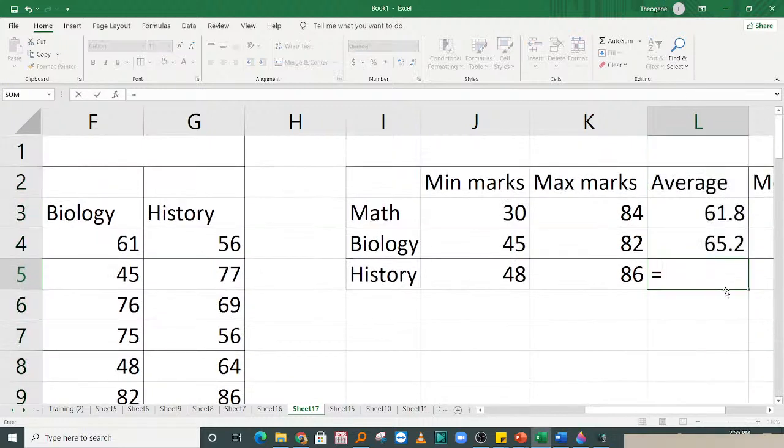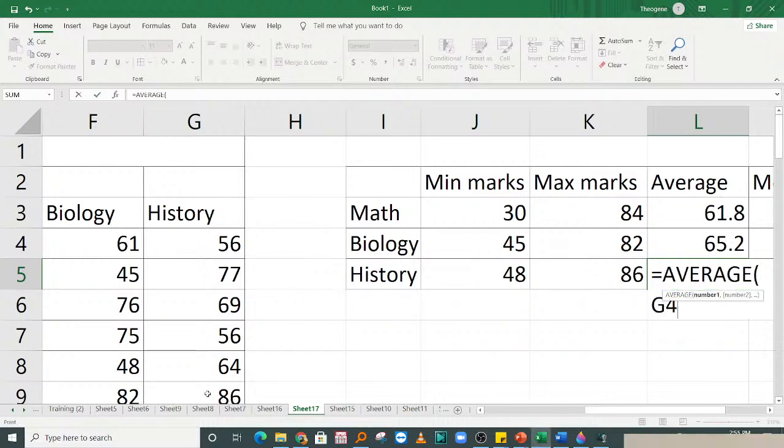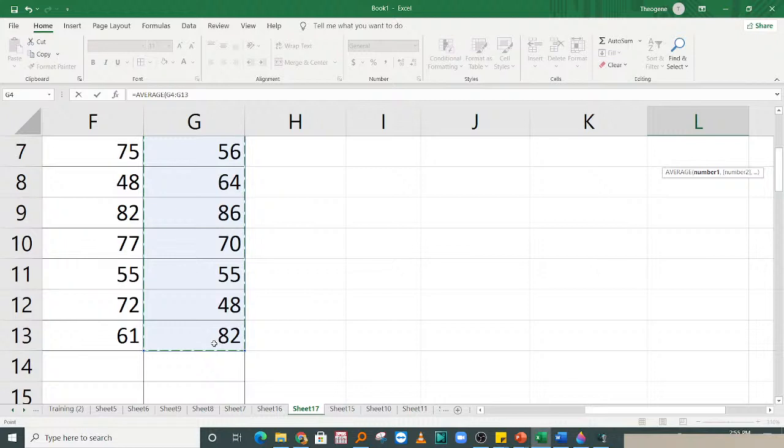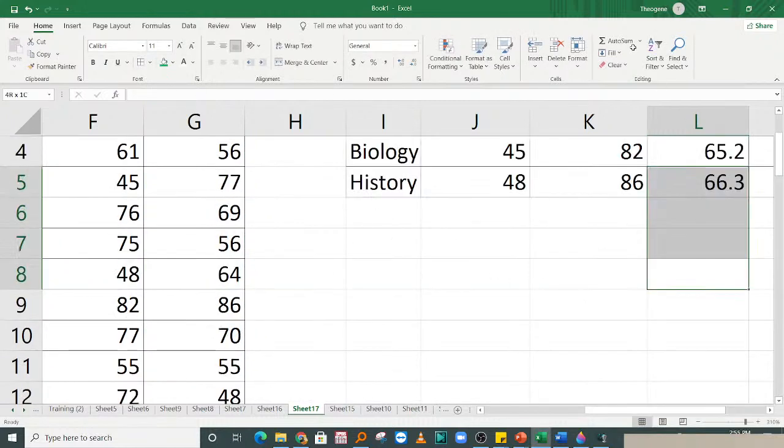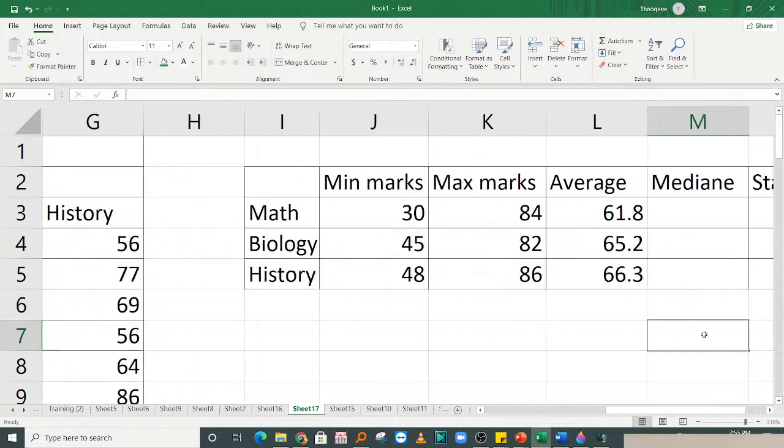On average, in history, one of the students obtained on average 66.3. You see, the marks are closer, but this cannot tell us anything about the closeness, how closer marks are.